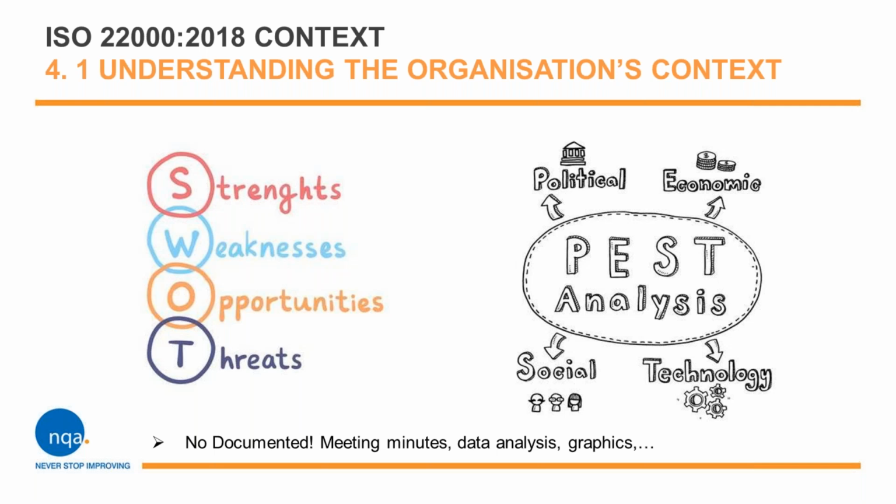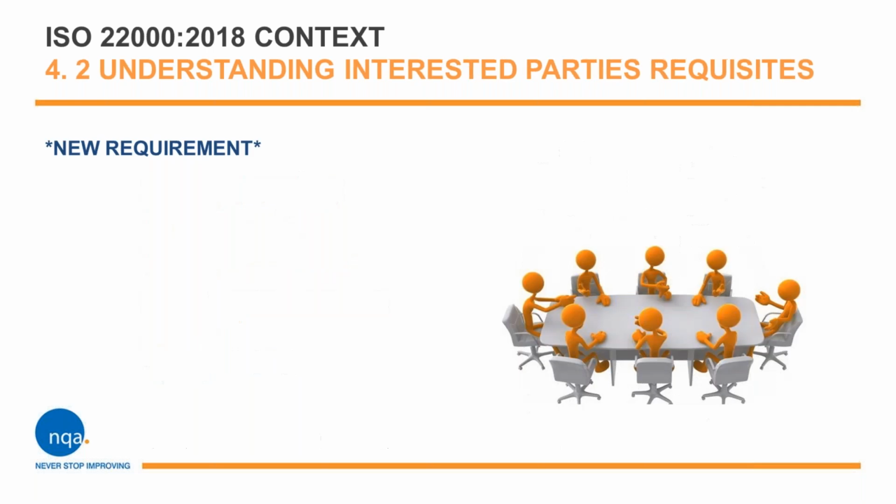So you can do it. You can have, for example, documented information like meeting minutes of this. How do you gather the information with the team? You can maybe have data analysis, graphics, everything that shows that you really had studied these issues that may affect the system. Okay. So this is a new requirement. And then we have another one as part of Section 4.